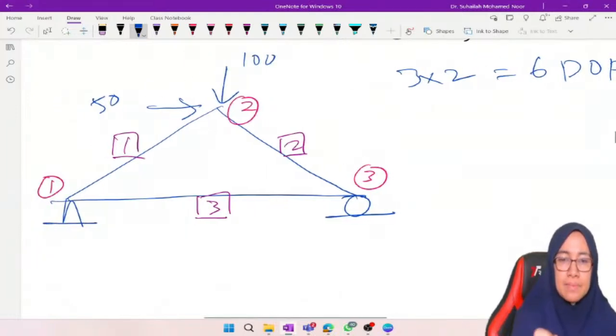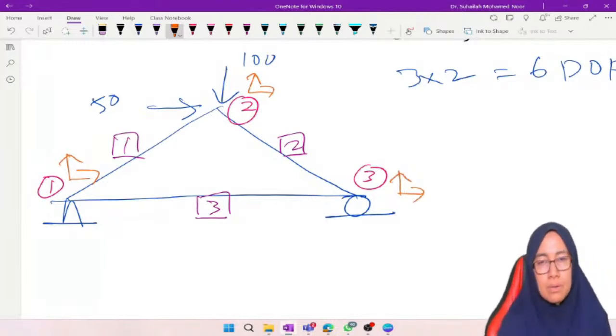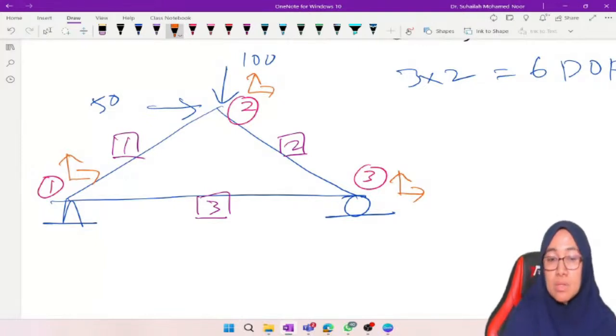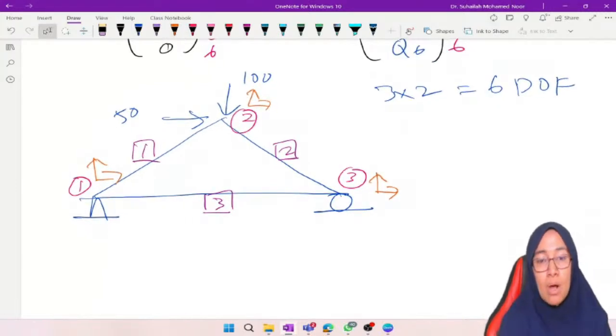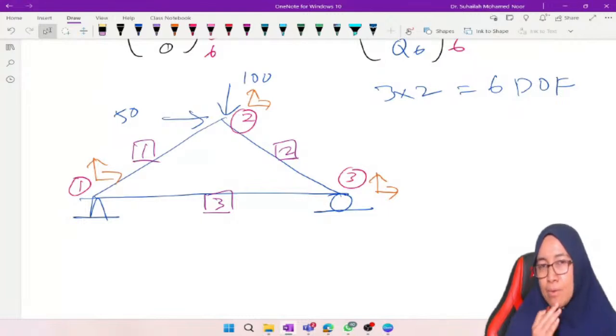Okay, there are 6 DOF, 2 per node: 2 at node number 1, 2 at node number 2, 2 at node number 3. So in total, there are 6 degrees of freedom. Now we have to label these according to unconstrained and constrained degrees of freedom. Constraint refers to reaction at the support. Looking at the support, there are 3 unknown reactions: pin at 1, roller at 3.